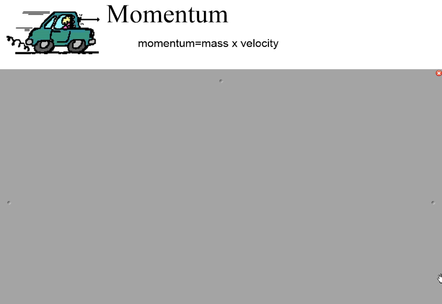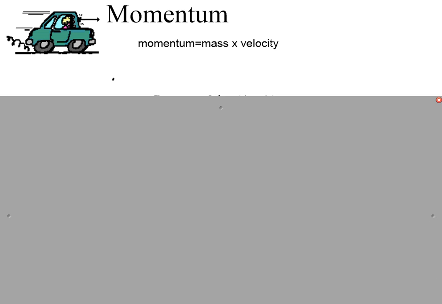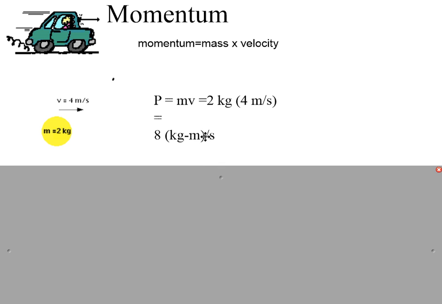This section we're going to review momentum. If an object is moving, it has momentum associated with it. Momentum is basically the product of its mass times its velocity. So for example, this baseball, a 2 kilogram baseball moving at 4 meters per second, will have a momentum of 2 kilograms times 4 meters per second, or 8 kilogram meters per second.